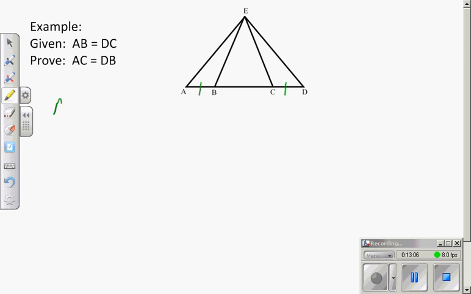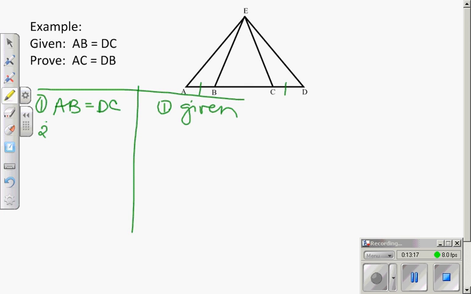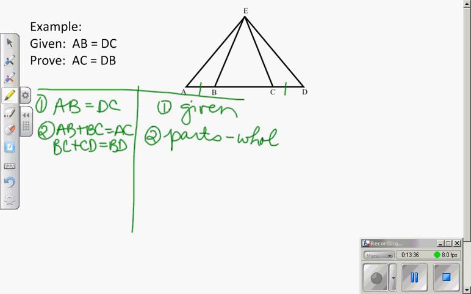Now, the last proof is very simple based on the previous one. I'm given those two are equal. AB equals DC. That is given. I'm going to use that parts to whole theorem again. And I'm going to say that AB plus BC equals AC. And I'm going to say that BC plus CD equals BD by parts to whole.